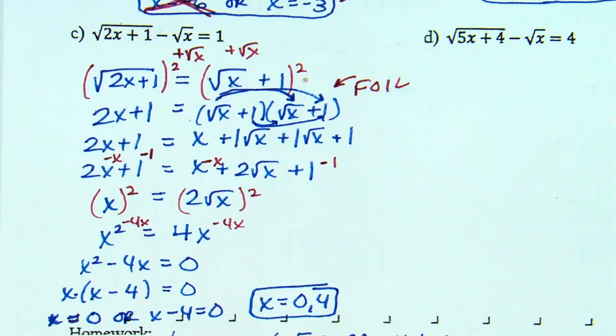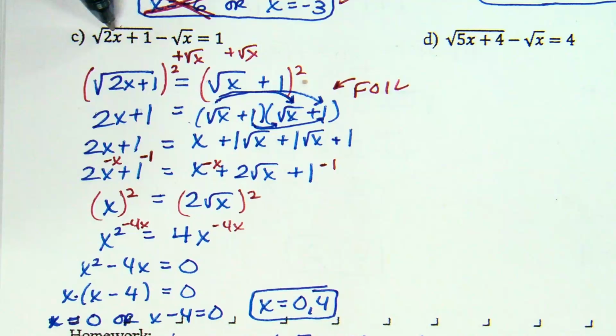Final step. Plug them in, check them. Let's plug in 0. 2 times 0 is 0 plus 1, 1. Square root of 1? Square root of 1 is 1. Minus square root of what number was I plugging in? 0. Square root of 0 is 0. What's 1 minus 0? 1.